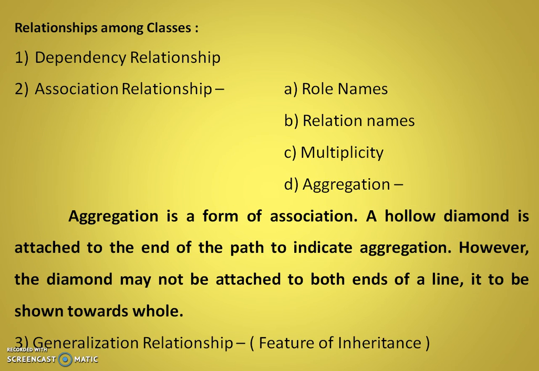Once these classes are identified, the next step is to identify the relationships among classes. The relationships can be listed as: first, the dependency relationship; second, the association relationship, which carries details like role names, relation names, multiplicity, and aggregation. We can define aggregation as a form of association. A hollow diamond is used as a UML symbol, attached at the end of the path to indicate the aggregation. However, the diamond may not be attached to both ends of the line. It has to be shown towards the whole.